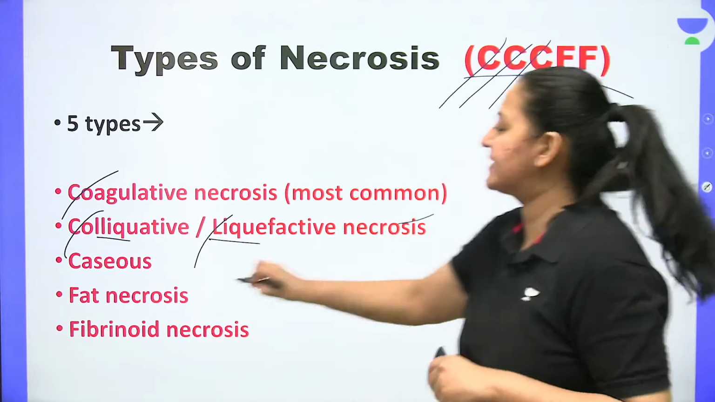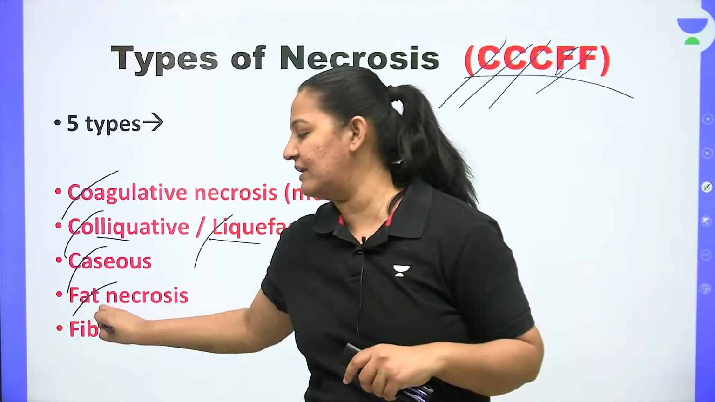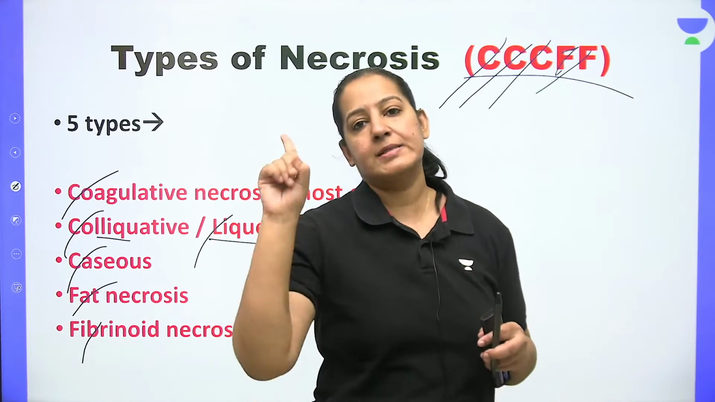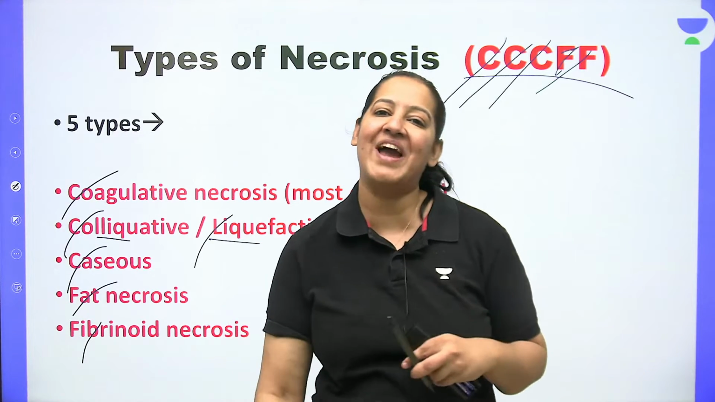The third C is caseous. The 2F, the first F is fat necrosis, then fibrinoid. What are the 5 types of necrosis? It is coagulative, collicative, also known as liquefactive, caseous, fat, and fibrinoid. The 5 types of necrosis.